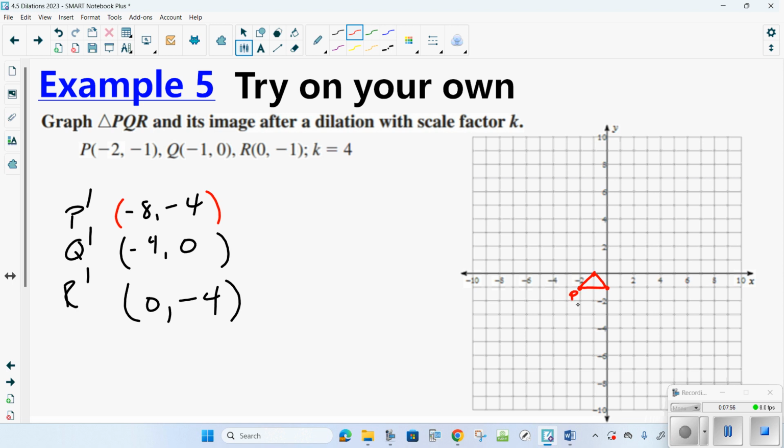So this is not a very big figure here. So P, Q, R. Well, let's go 4 times the size, a scale factor of 4. Now this is going to be a much bigger picture. Negative 8, negative 4. Negative 4, 0. And 0, negative 4. So this figure is 4 times as big.